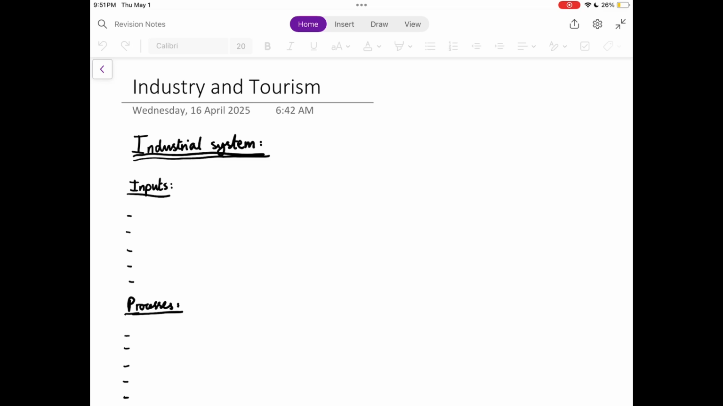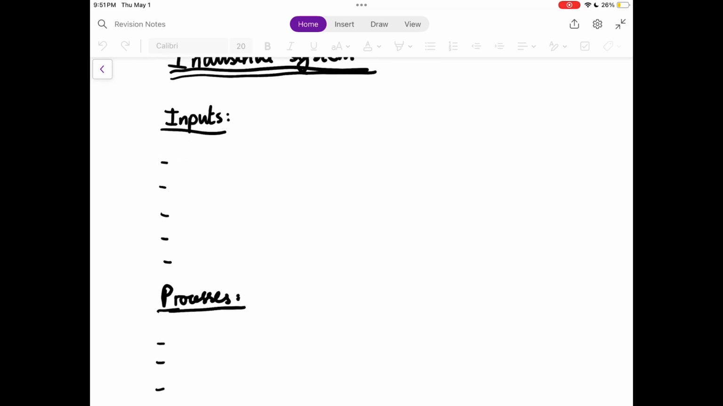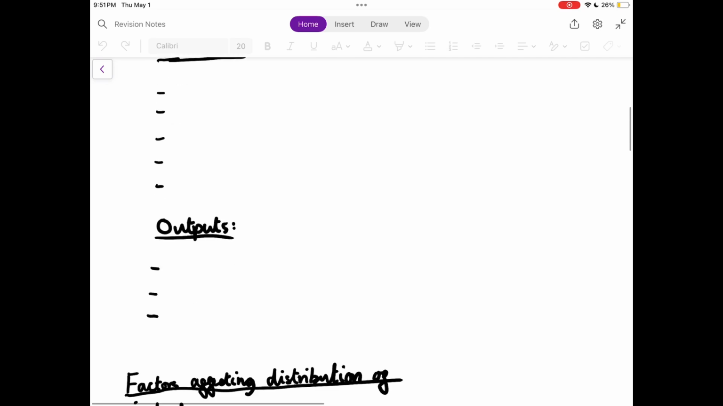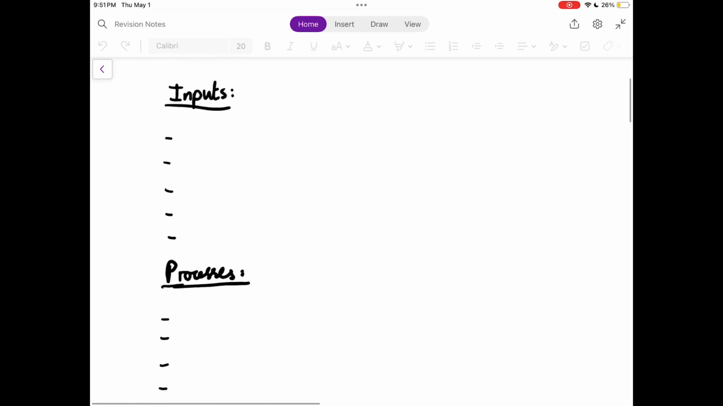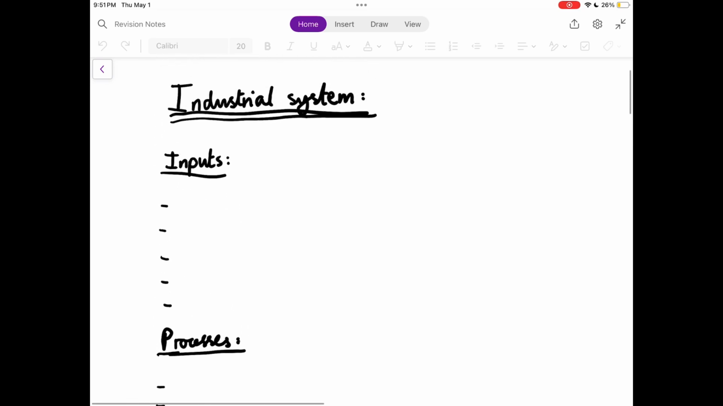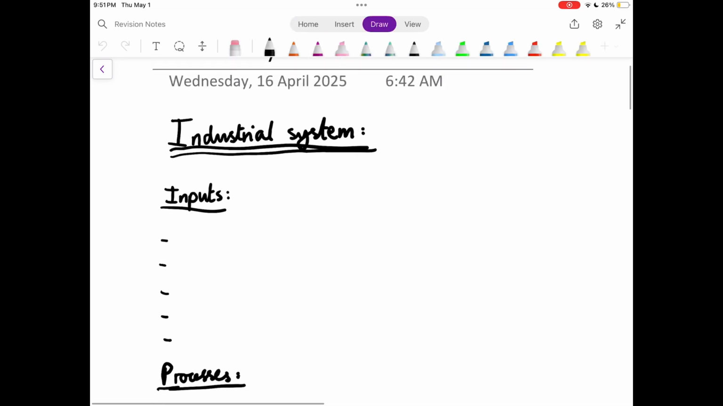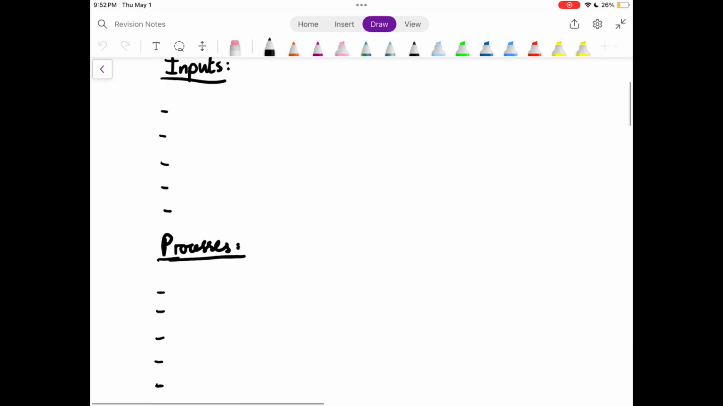So first we're going to be taking a look at industry and more particularly the industrial systems. For an industrial system, you need to know the inputs, processes, and outputs. So you need to know examples of each. So we're going to be listing examples that you could write down if there's ever an exam question asking you to list examples as inputs, processes, or outputs.